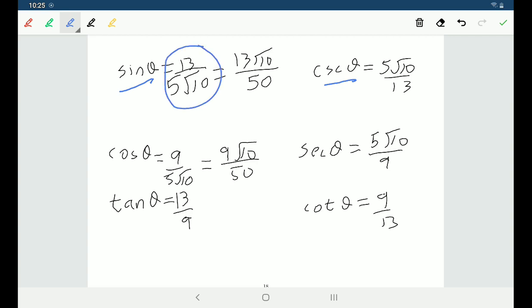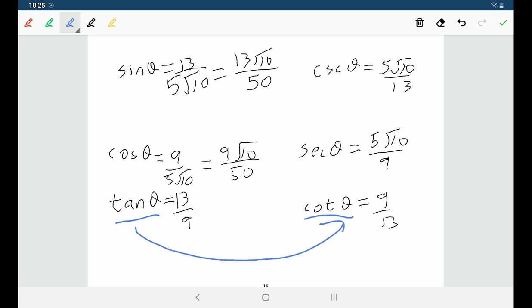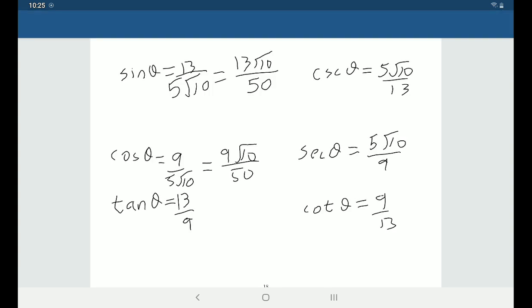While I'm here, I know that cosecant is the reciprocal of sine. So if sine is 13 over 5 root of 10, cosecant would be 5 root of 10 over 13. That's how I like to do these in pairs. And then I just do the same thing for cosine. Don't forget to write it in simplest terms. Use the fact that cosine and secant are reciprocals of each other. Then write tangent out, and then use the fact that tangent and cotangent are reciprocals of each other. And there we go. We've got the values of all 6 of our trig functions.